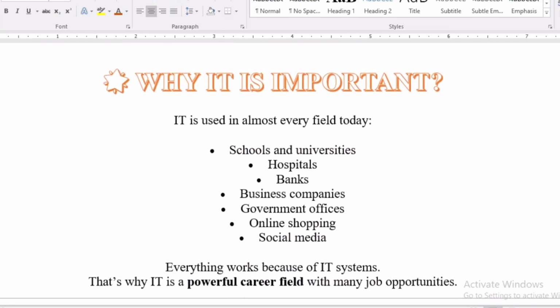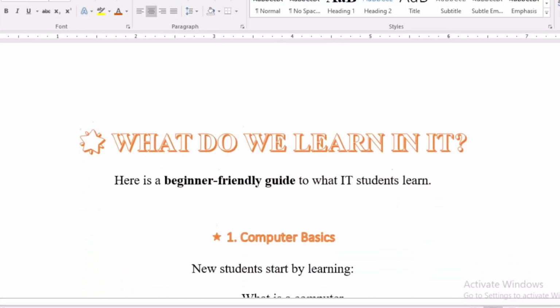Second one is why IT is important. It is used in almost every field today: schools and universities, hospitals, banks, business companies, government offices, online shopping, social media. Everything works because of IT systems. That's why IT is a powerful career field with many job opportunities.